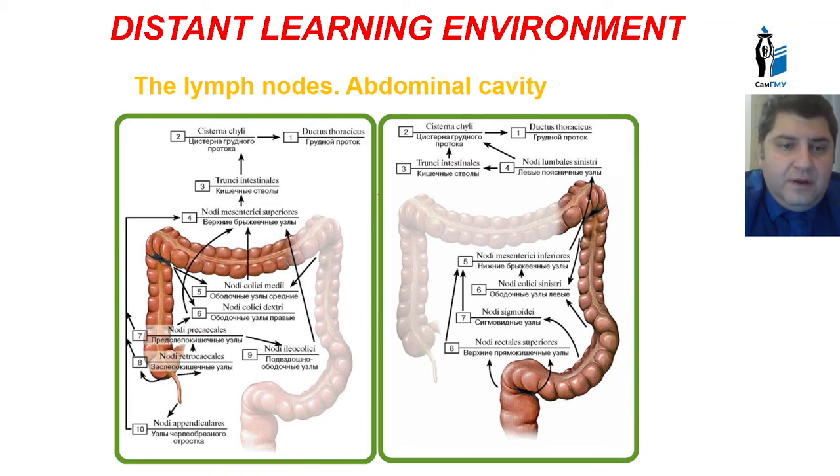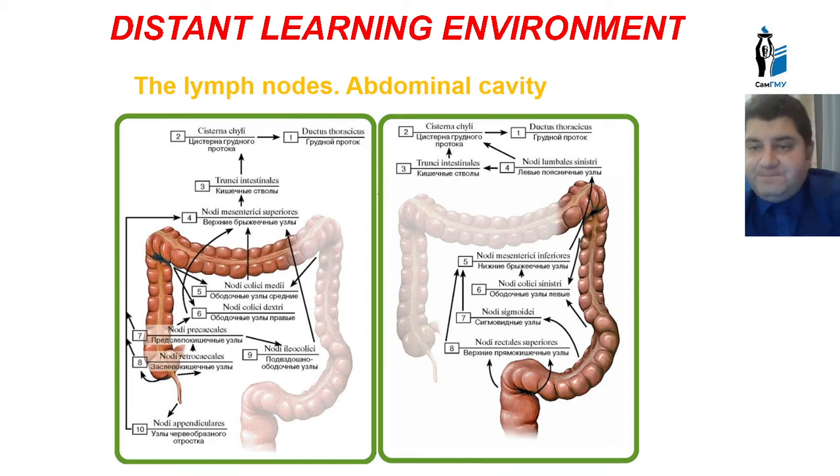From colon, or intestinum crassum, from the right half and transverse colon, lymph passes to pericecalis and retrocecalis nodes, also to ileocolity nodes, and next it passes to mesentery superioris nodes. From the right and transverse colon, it passes to right and medi colical nodes, and next it passes to mesentery superioris nodes. Next it passes to the intestinal trunk and to the thoracic duct.